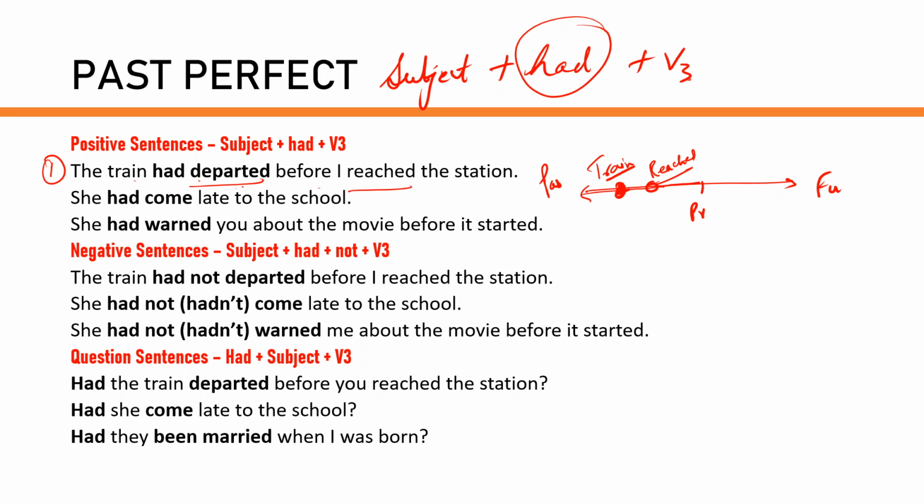Yes, these two incidents happened in the past, and if we have to refer to this incident with respect to each other, ठीक है, तो हम बोलेंगे the train had departed, and we will use past perfect for the first incident जो पहले हुआ. Okay, and for the second one we will use past simple.